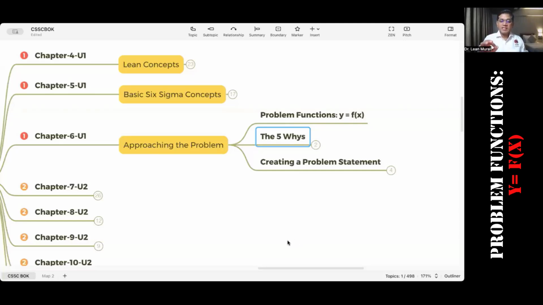Similarly, for X, the equivalent words are inputs, causes, and factors. And function means that the output is dependent on the input. Function means it is dependent, by which we mean that it is dependent on the causes.